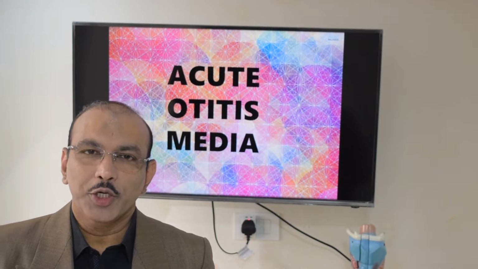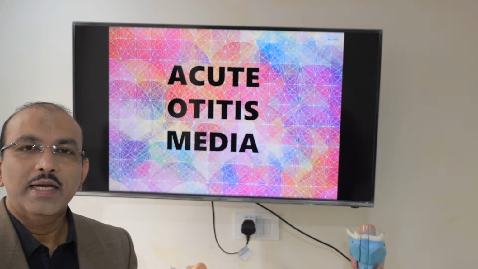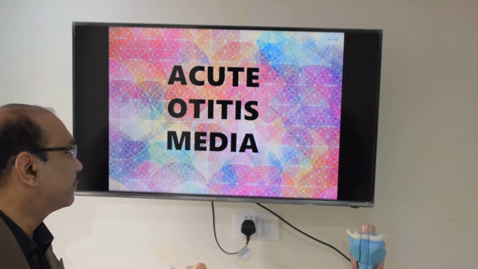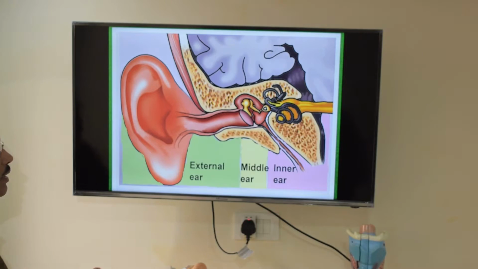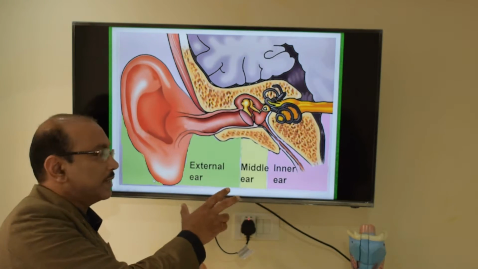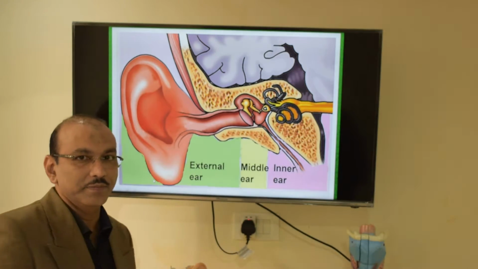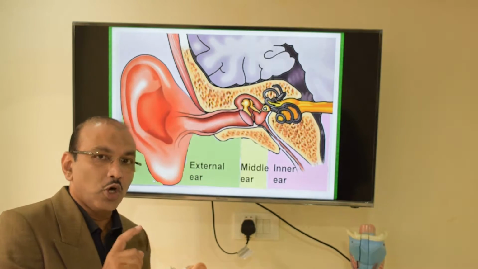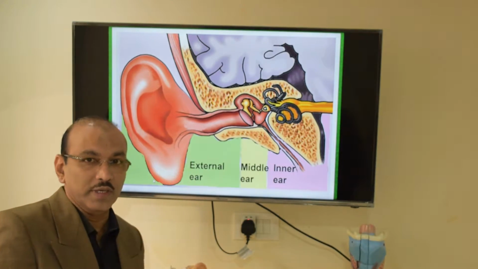Today's topic is on acute otitis media. Let us see the structure of the ear first. The ear can be divided into three parts: external ear, middle ear and inner ear. Today's topic, the middle ear, is most important for us.